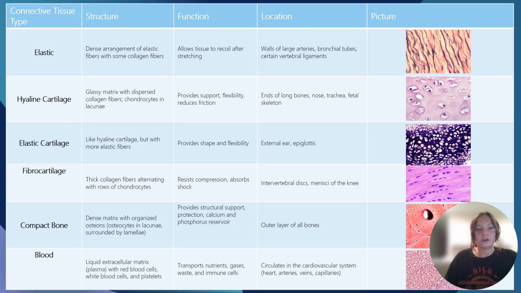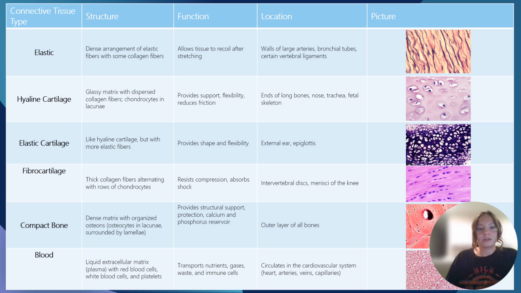Then we have fibrocartilage, which is thick collagen fibers alternating with rows of chondrocytes. It resists compression and absorbs shock. You can find these within the discs of the vertebral column, as well as the menisci of the knee.